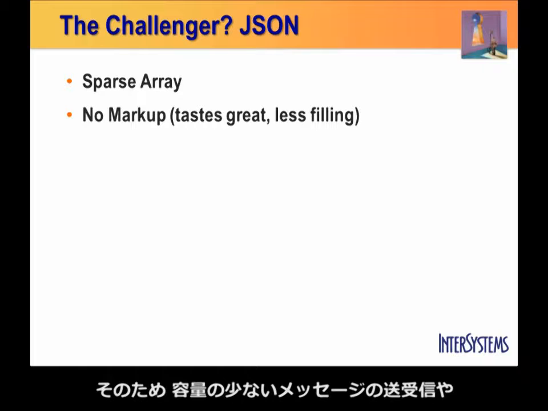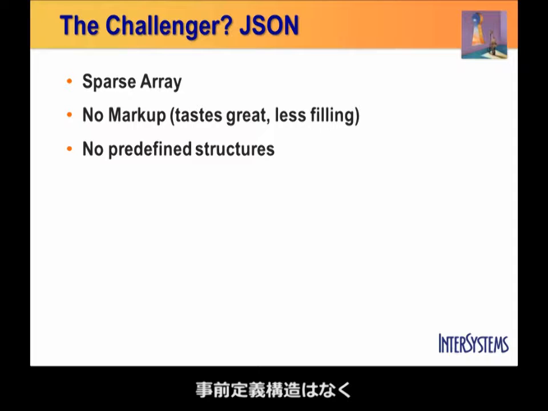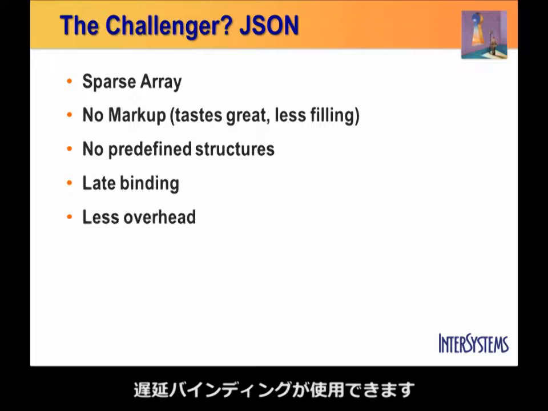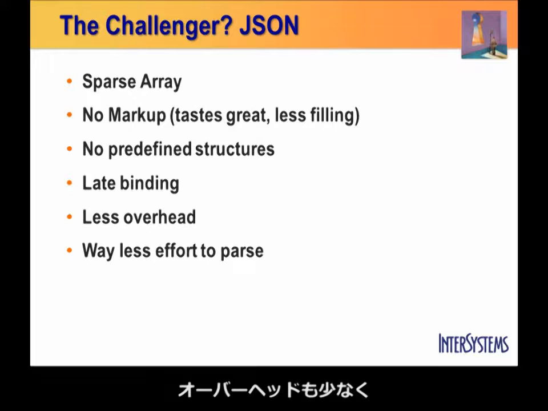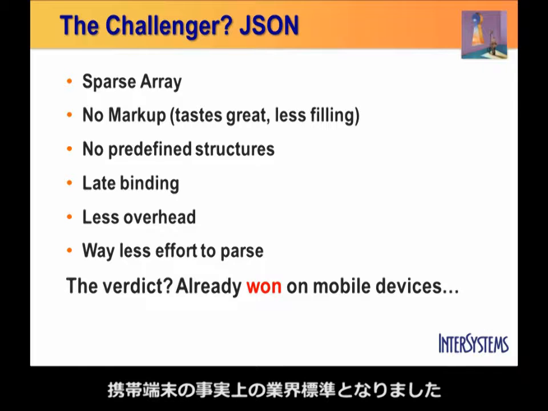So you can send smaller messages to and from the device and deal with parsing smaller messages because there's no XML markup associated with it. There's no predefined structures, which could be a good thing or a bad thing. Does late binding, which is great. There's less overhead, and you don't have to spend too much time parsing it. It's very, very easy to parse this data. And JSON has already won the war on mobile devices. It actually is now becoming the de facto standard on mobile devices.